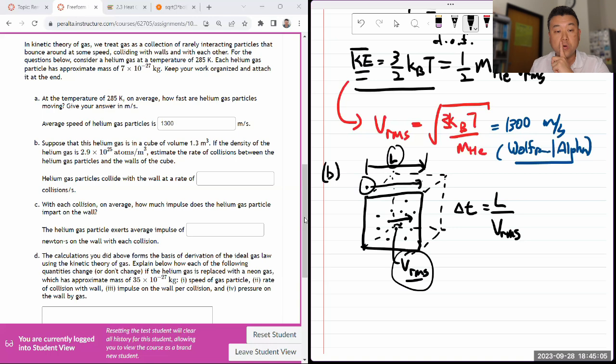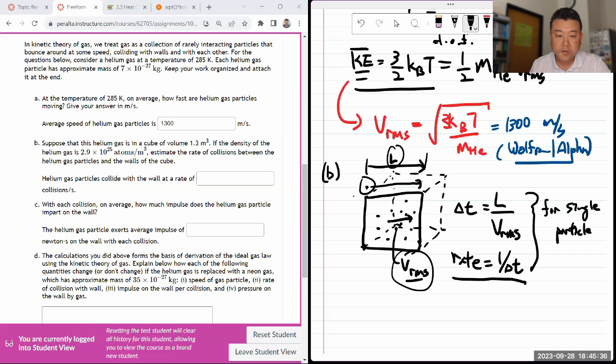That'll give me the time for one particle. So if I want the rate of collision, it's going to be the reciprocal of that time. If it takes 1 second, then I'll have 1 collision per second. If it takes 0.1 second, then I'll have 10 collisions per second. All of this that I'm doing is for a single particle.